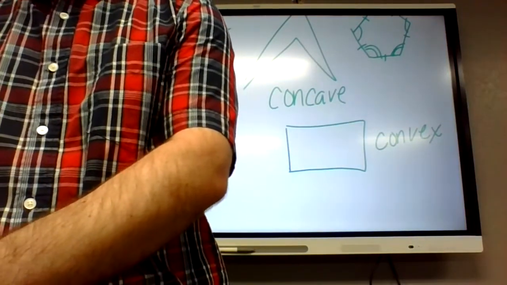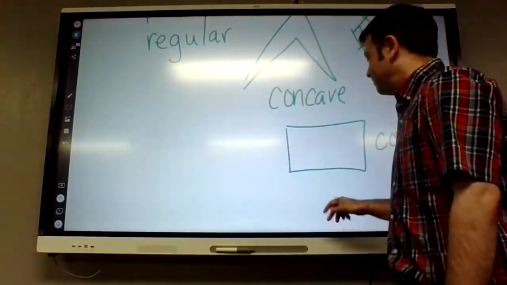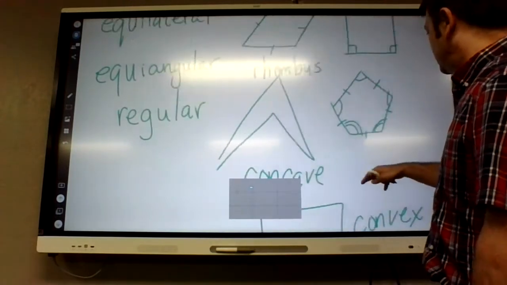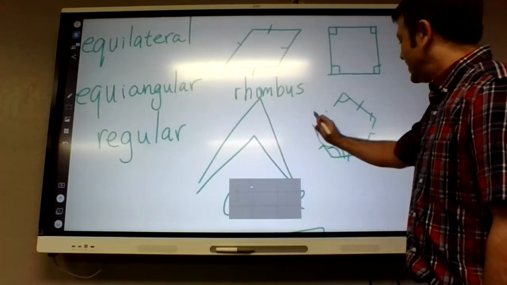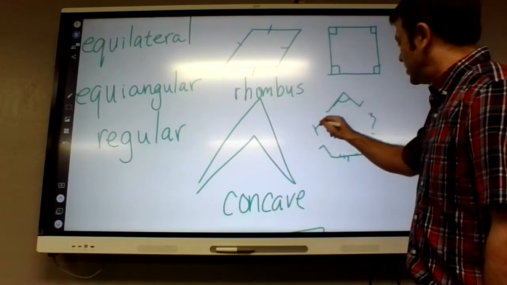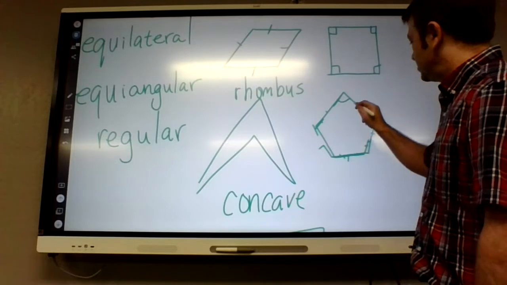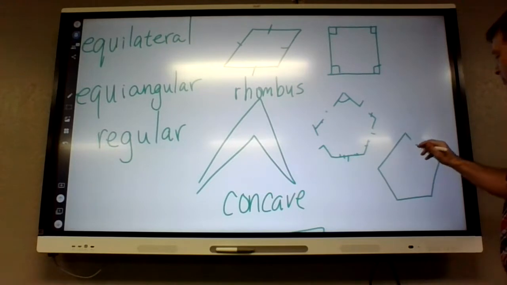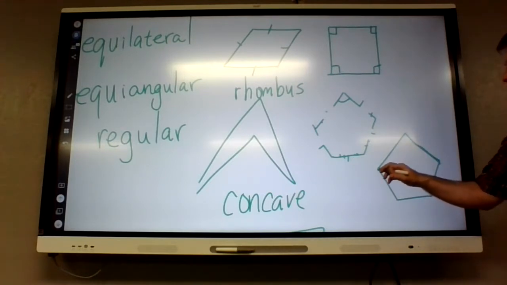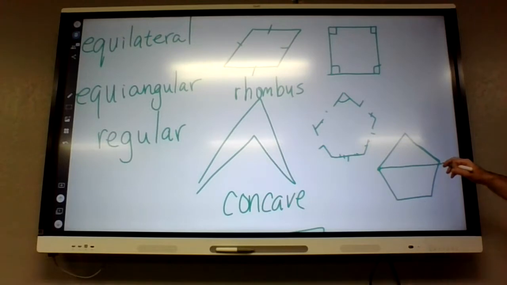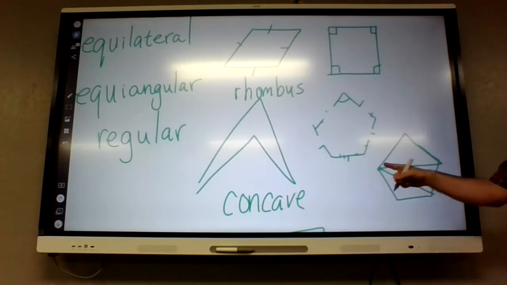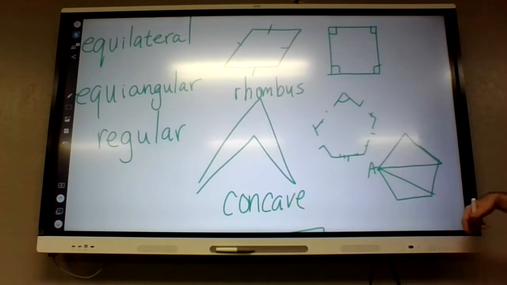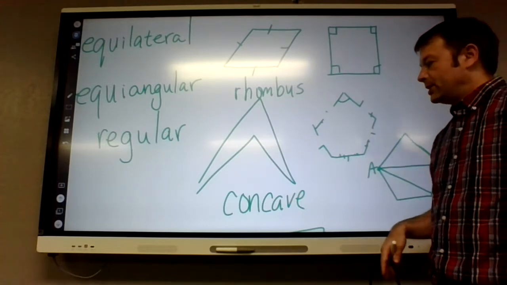Diagonals. A diagonal is a line segment from one vertex to another non-adjacent vertex. So this would be two diagonals from point A. Can't go down the line, that would just be part of the polygon. But diagonals go from one corner to another. That's what they mean by a diagonal.